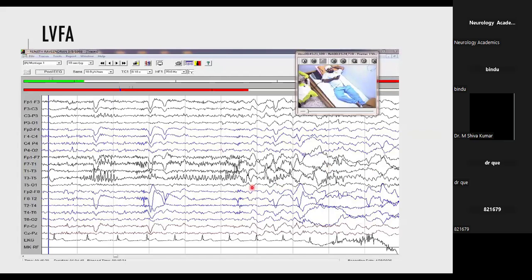LVFA is commonly seen in temporal lobe epilepsy, mainly neocortical, and also seen in mesial, but it does not have any strong lateralizing value.